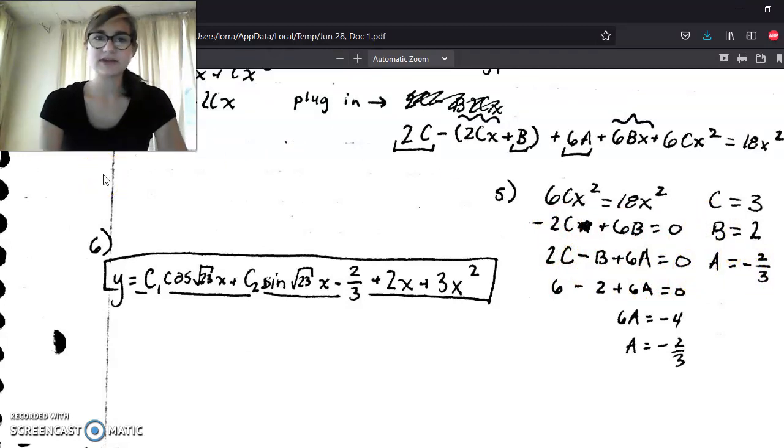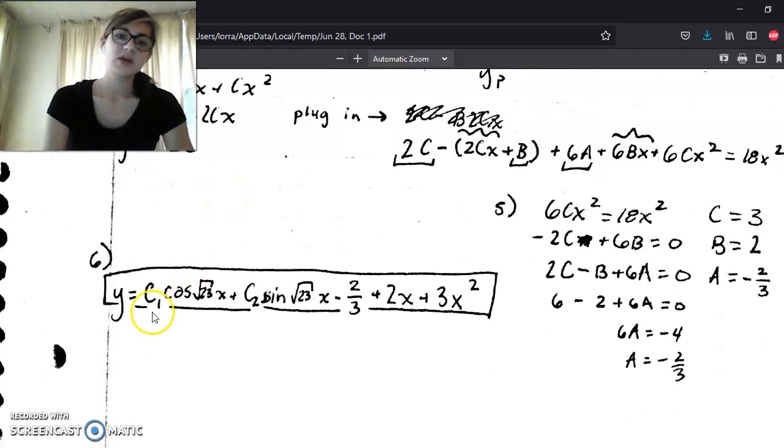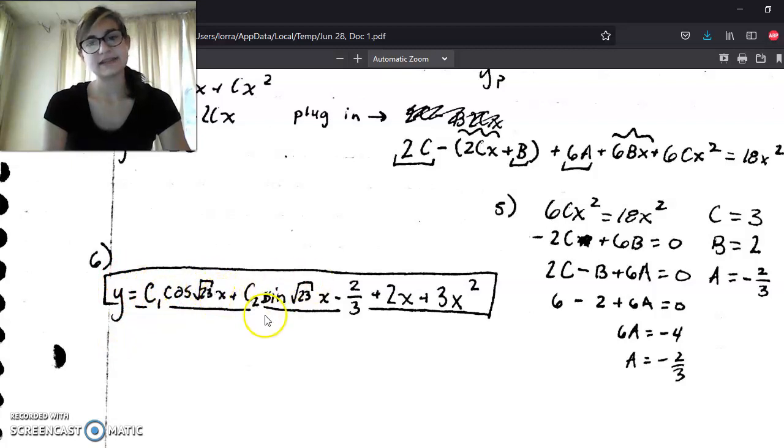So your final equation is just the combination of yc and yp. So you get y is equal to c1 cosine square root of 23x plus c2 sine square root of 23x minus 2/3 plus 2x plus 3x squared.